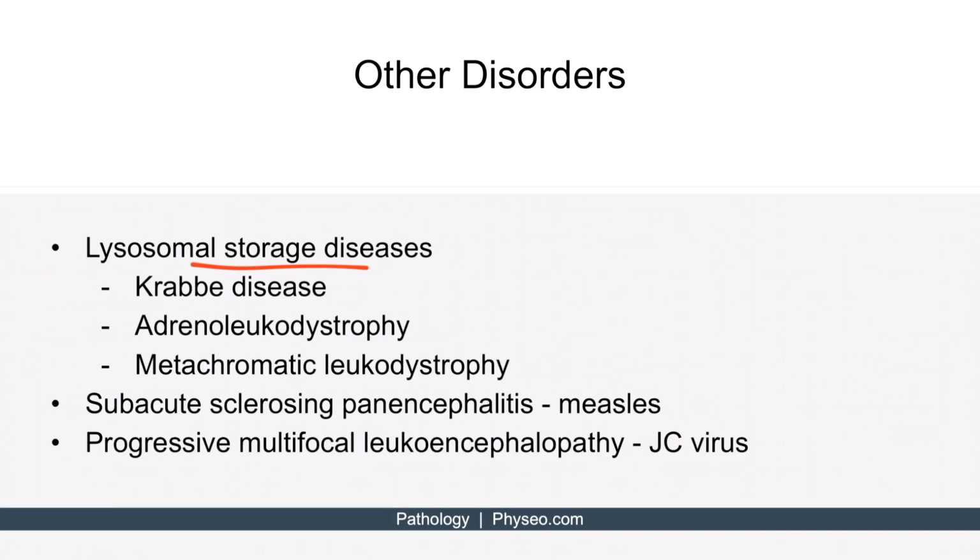Another disorder to remember is subacute sclerosing panencephalitis. This is a demyelinating disorder that occurs as a complication following a measles infection. We discussed this in more detail in our microbiology video on measles.